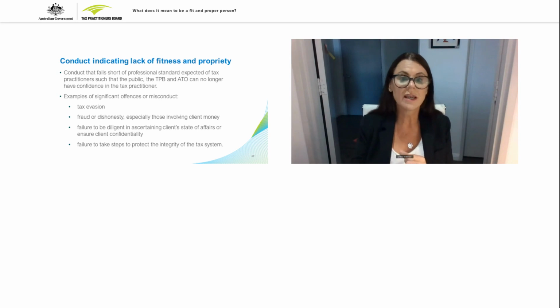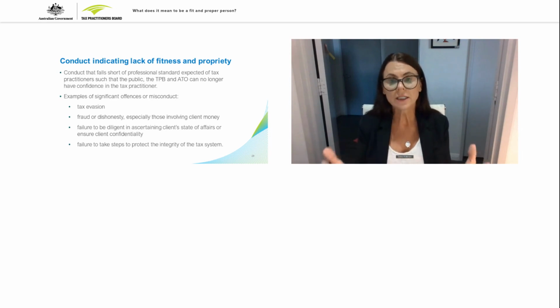Now, certain offences or conducts are so significant that these types of behaviour will render a person not fit and proper. So to give you a few examples, offences or conduct could include things like conviction for tax evasion, conduct involving fraud or dishonesty, especially those involving client money and payment of taxes, really important.